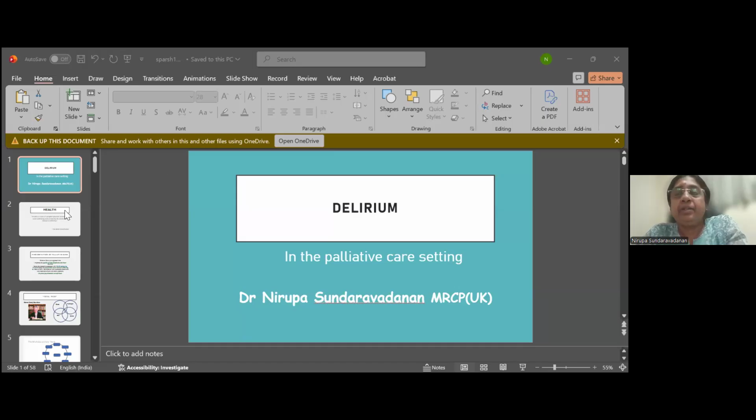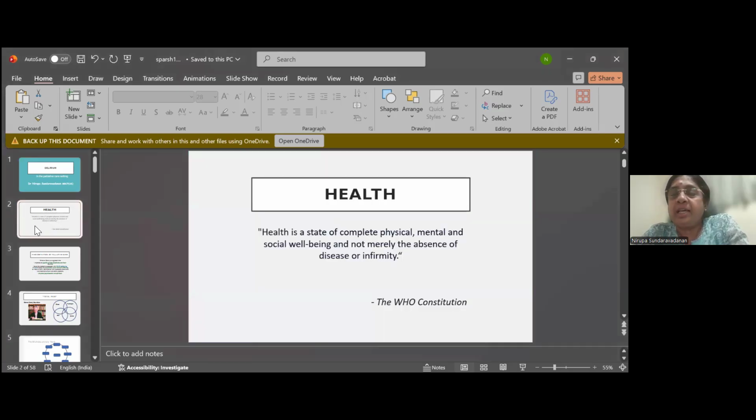Okay, so I'm going to start with, very fundamentally, what is the definition of health? I think these couple of points are so important that we can't really emphasize it too many times. So let's look at it. What actually is health and what is our work as healthcare professionals all about?